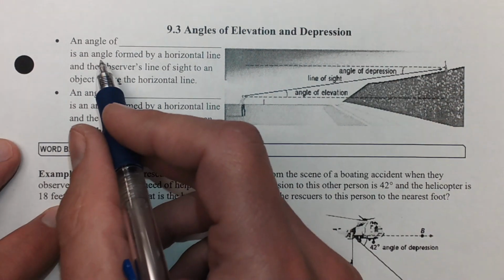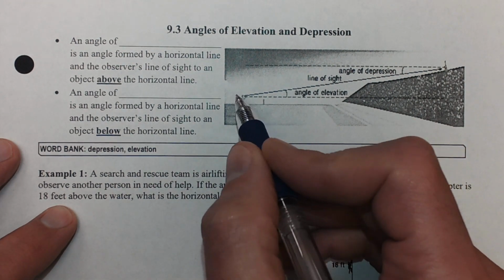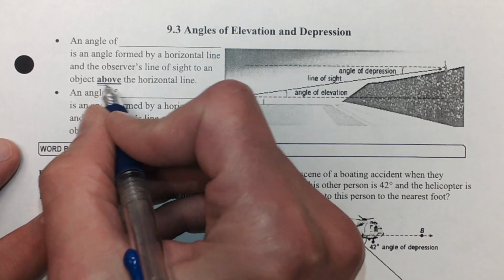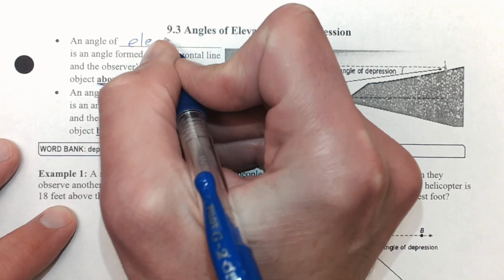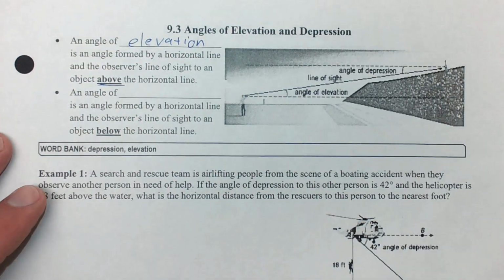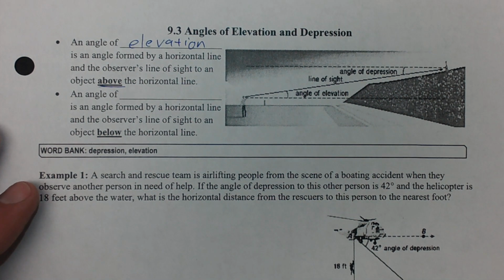An angle of blank is an angle formed between the horizontal line and the observer's line of sight to an object above the horizontal. So if you're looking up, we're going to call that the angle of elevation. Angle of elevation means you're looking above the horizontal, so you're looking at an elevated object.